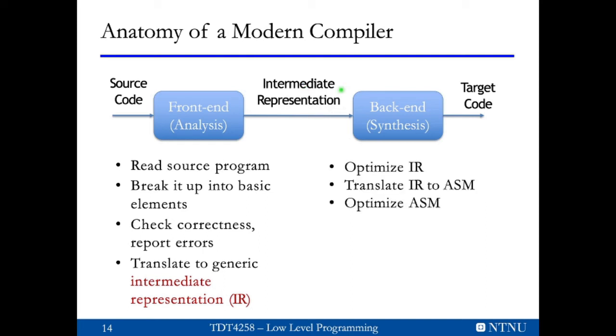Now the backend can do several steps. It can read this intermediate representation, try to apply several optimizations to it, then it translates the intermediate representation to the machine code. So for example, human readable assembler source code for your target architecture like an ARM or a RISC-V, and then it can also again try to optimize the assembler code.